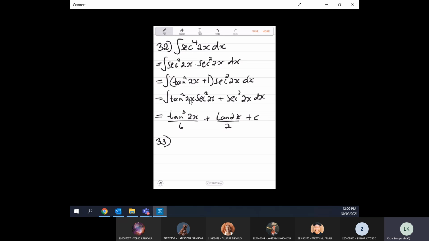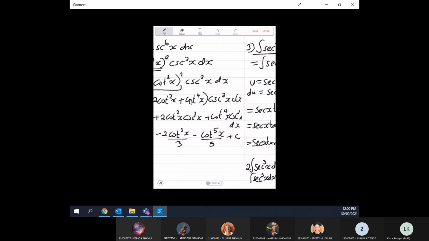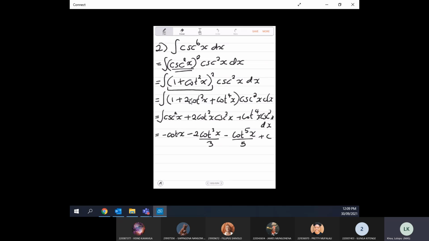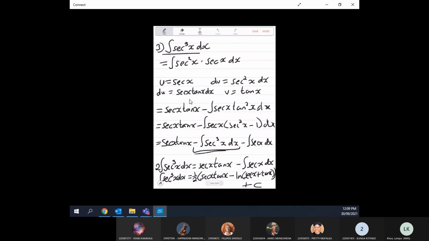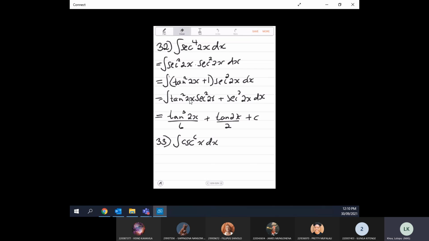Number 33, the integral of cosec to the power of 6 of x dx. Is this different from the example? It's exactly the same. Okay, you can skip that one.